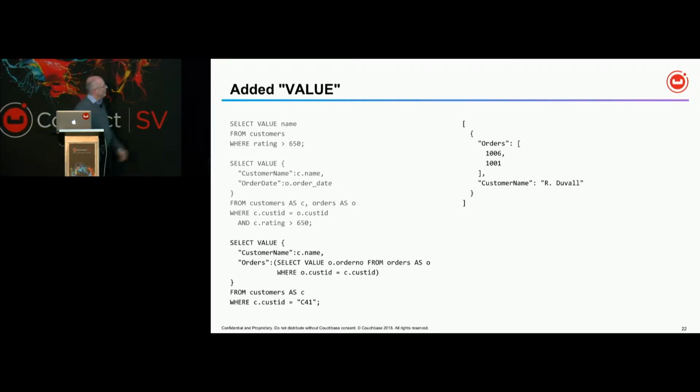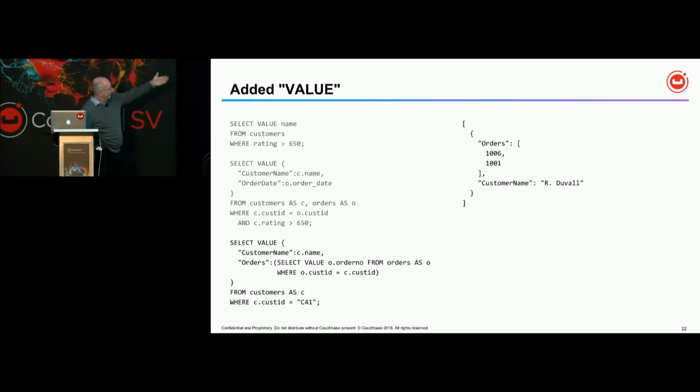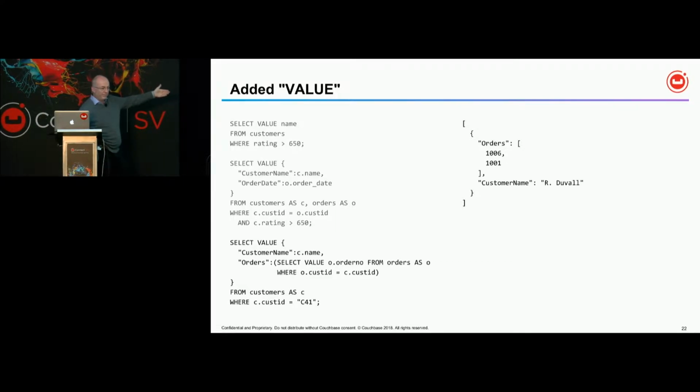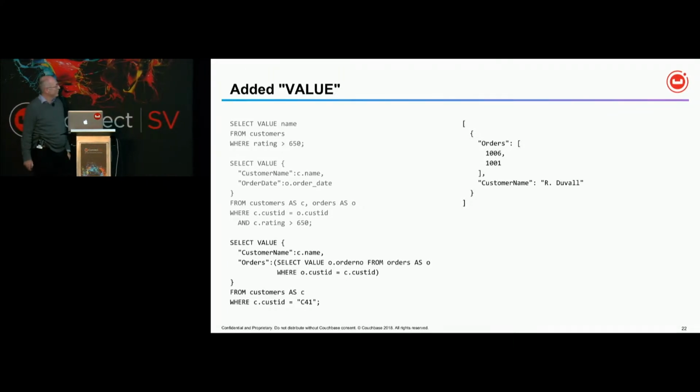So what you see here is you get the orders, and the result of a subquery is always an array, right? And you get this wonderfully nice object, and you have constructed that easily with SQL++ for Analytics.